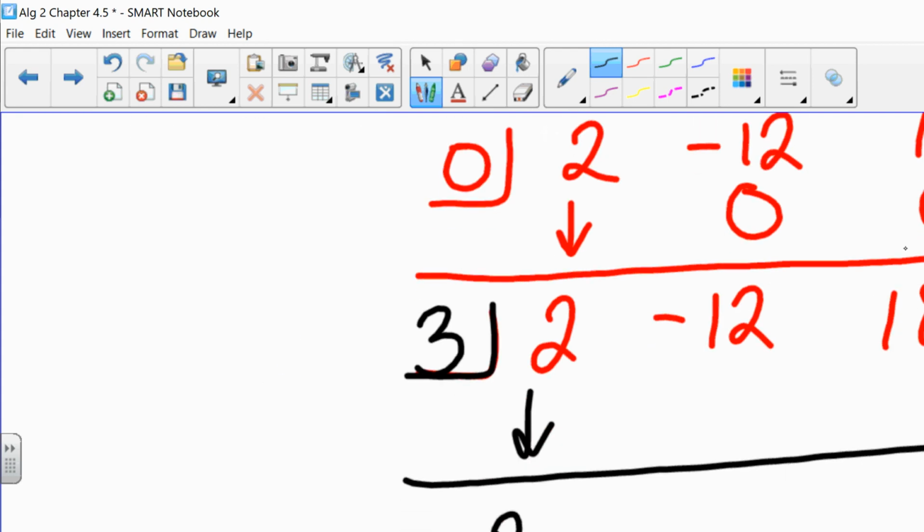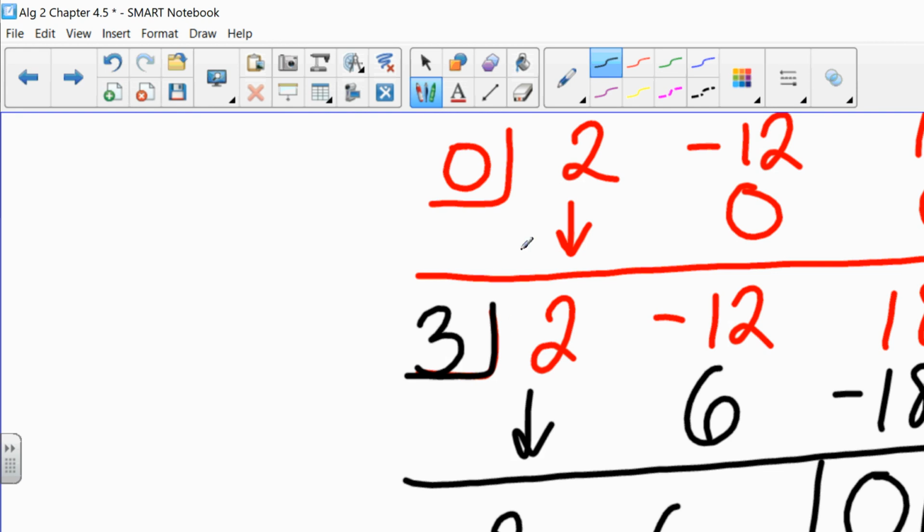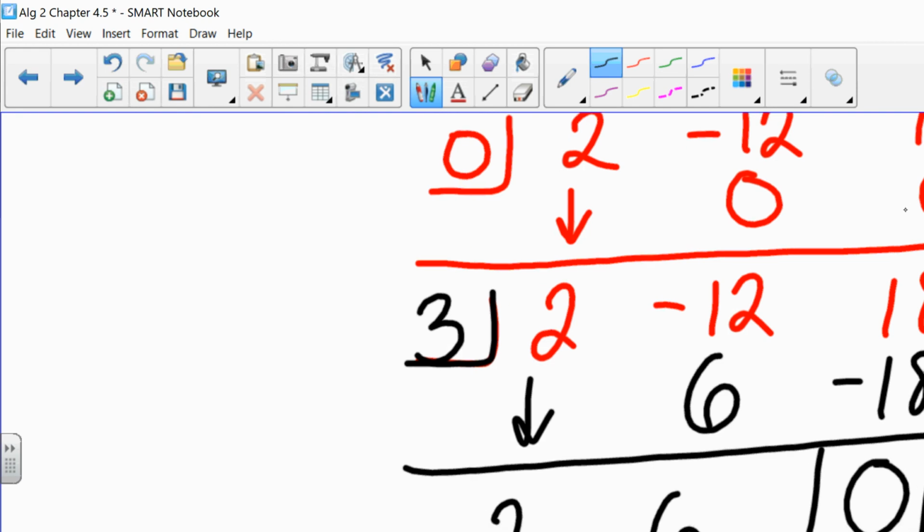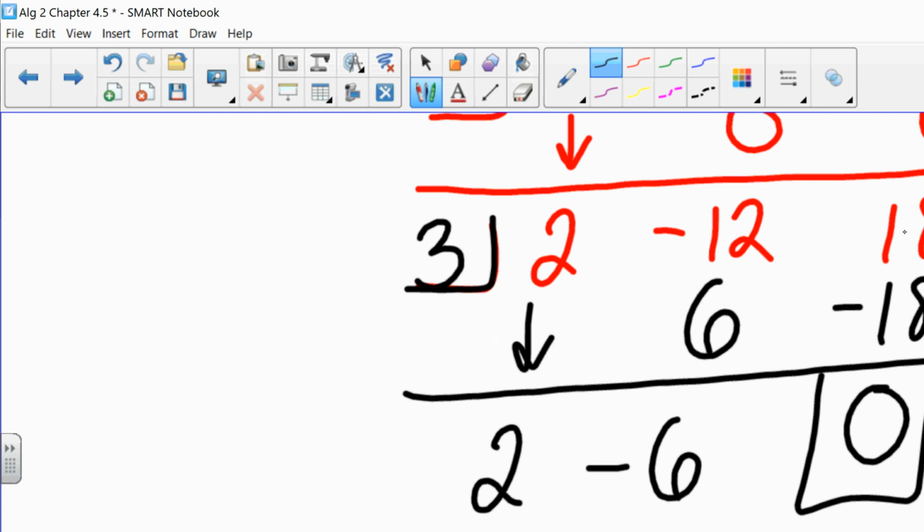So 3 times 2 is 6. Negative 12 plus 6 is? 3 times negative 6 is? And 18 plus negative 18 is 0. Do I have any other numbers to work with?